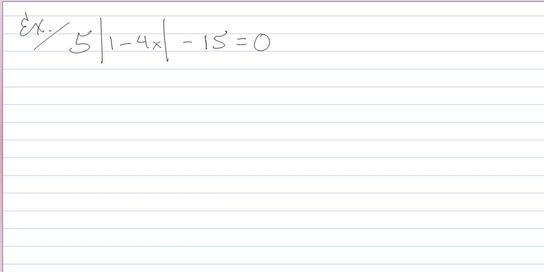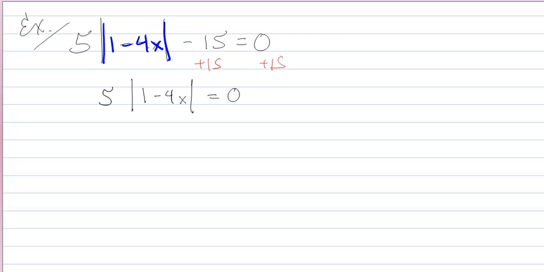So what you want to do is identify where your absolute value is, and you want to isolate it. You want to get it off by itself. So absolute value 1 minus 4x. Alright, so we want to get that by itself. The first thing we're going to do is add 15 to both sides. So we've got 5 times the absolute value of 1 minus 4x equals 15.